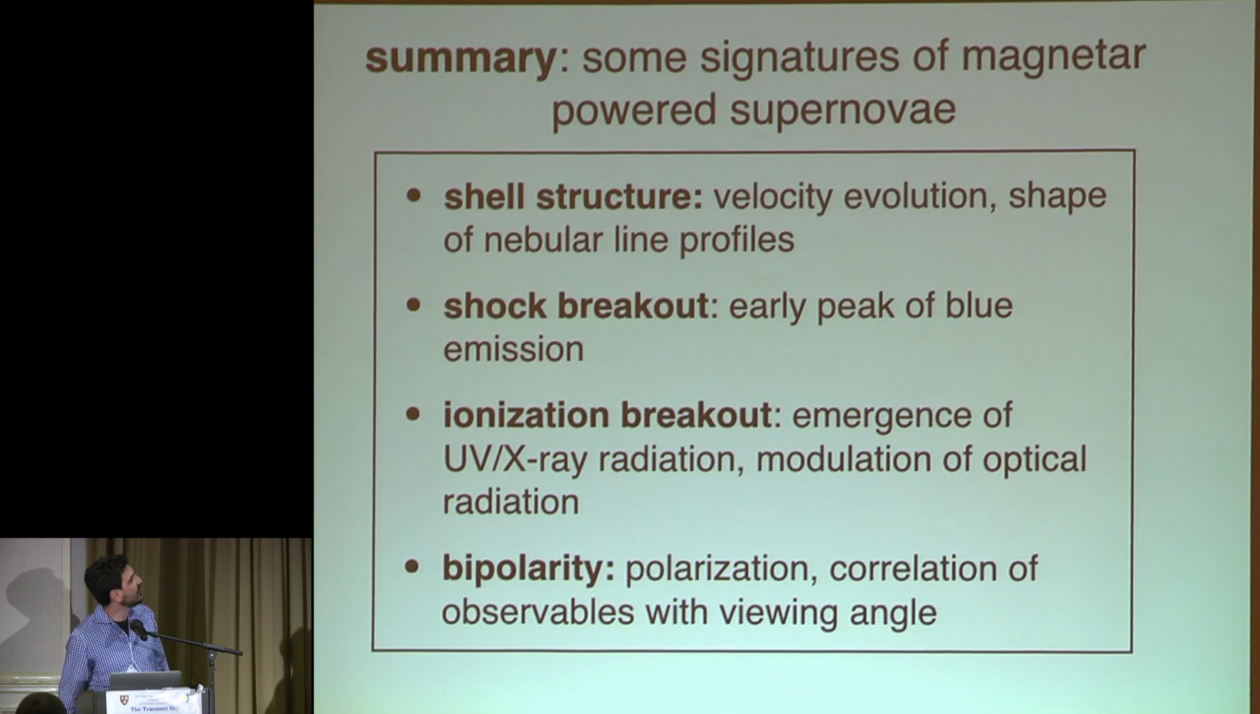This is a summary of some of the structures here. There's actually a lot of different constraints on the model, if you think about it. There's the structure of the ejecta, velocity evolution, and line profile shapes. This shock breakout peak, if that's what it is, and ionization breakout that may modulate the optical light curve. And bipolarity, which may mean that there may be some correlation of different observables, luminosity, velocities, and shock breakout peaks with viewing angle. So it's still at an early stage in terms of what our predictions will say in detail, but there are some interesting connections to the observations already coming out. Thank you.